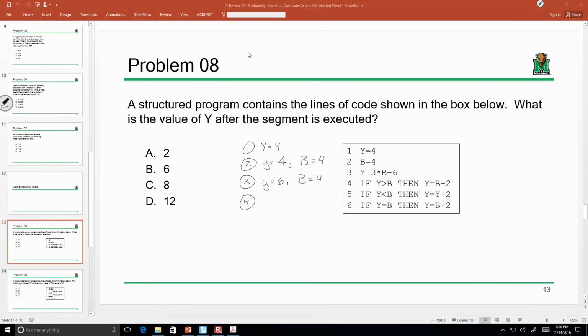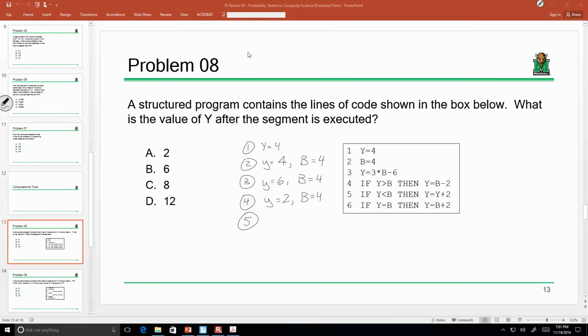Line 4. Is line 4 true? That if statement: if y is greater than b, is that true? So if that is true, y then becomes b minus 2. What is b minus 2? 4. Wait. No, that's 2. What's that? See what I mean? It's all about attention to detail.